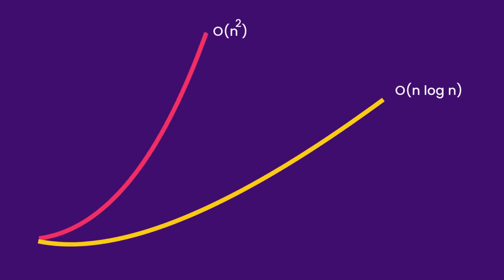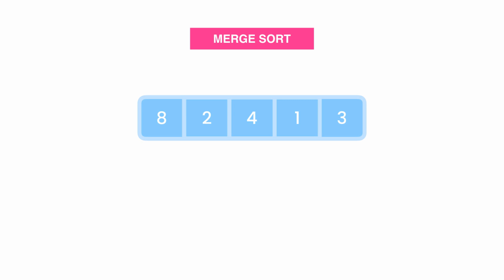The three sorting algorithms we have talked about so far are inefficient and run in quadratic time. Over the next few videos, we're going to look at more efficient algorithms with time complexity of n log n. The first one of these is merge sort. The idea of merge sort is to break down a list into smaller and smaller sublists, sort those, and merge them back to build a completely sorted list.